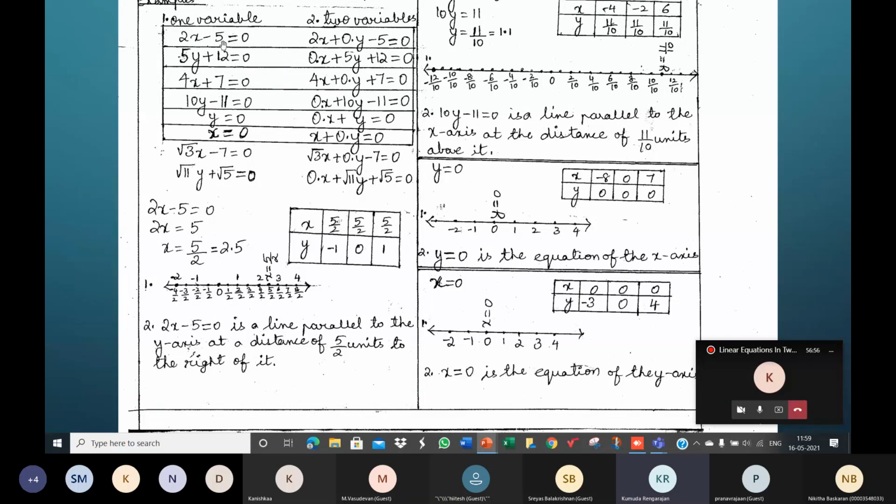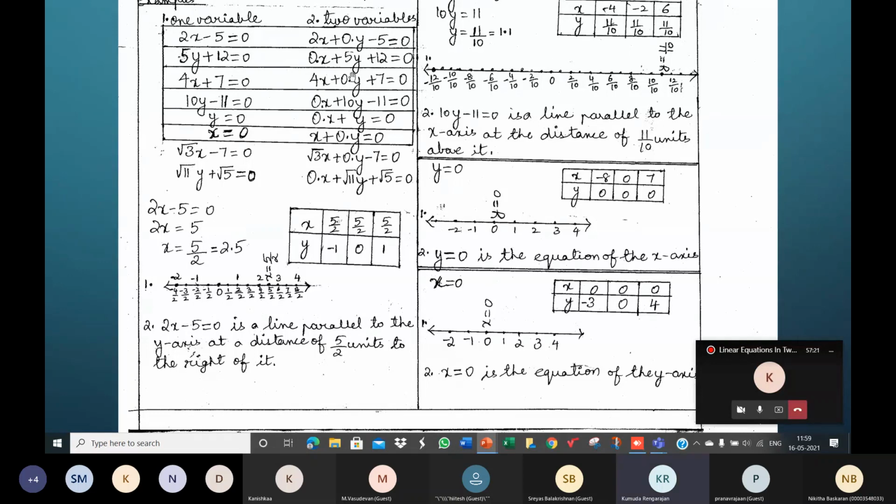Please follow the pointer. What you see here are examples of linear equations in one variable x or y. The same thing is rewritten here, treating it as a linear equation in two variables x and y. So if x is missing, 0x. If y is missing, 0y.